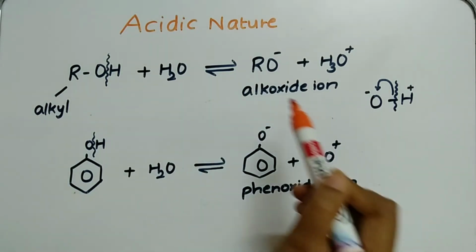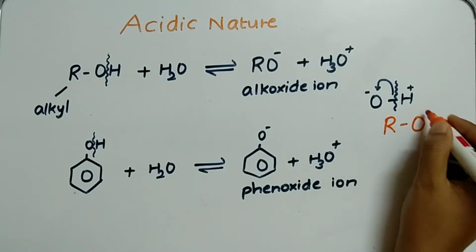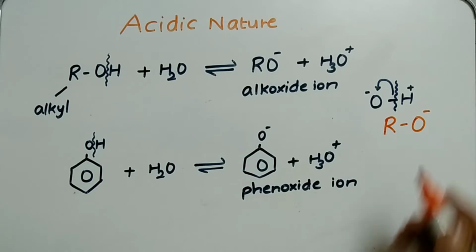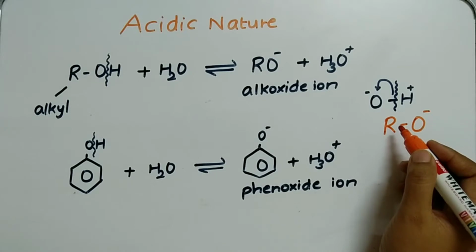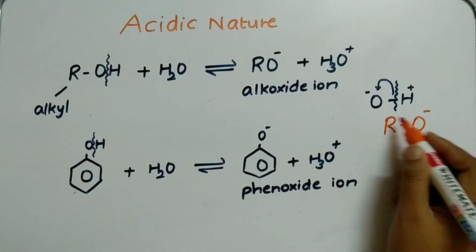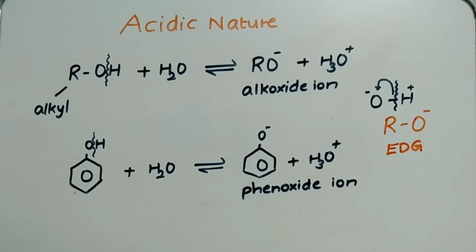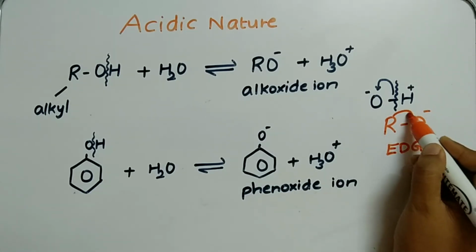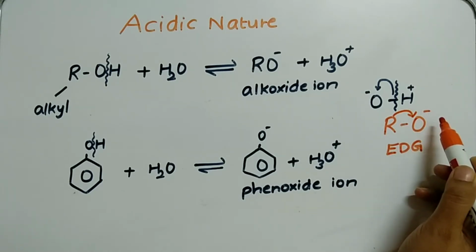Now the alkoxide ion is RO minus here, with oxygen having a negative sign. This alkoxide ion has an R group. I already told you R is the alkyl group. It can be methyl, ethyl, propyl. So what are these alkyl groups? They are EDG, that means electron donating groups. They will donate electrons. So when the alkyl groups donate electrons, what will happen?